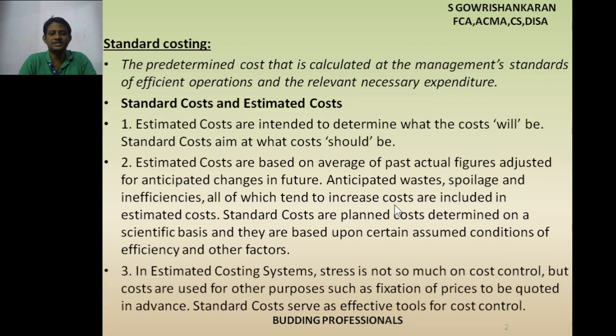In an estimated costing system, stress is not so much on cost control, but costs are used for other purposes such as fixation of prices to be quoted in advance. Standard costs serve as effective tools for cost control. Of course, with estimated cost I am not bothered about cost control, I am just expecting this much. But in case of standard cost, I will bother about cost control. I have to achieve my actual. It should be less than my standard. Then only I am spending less. Okay.